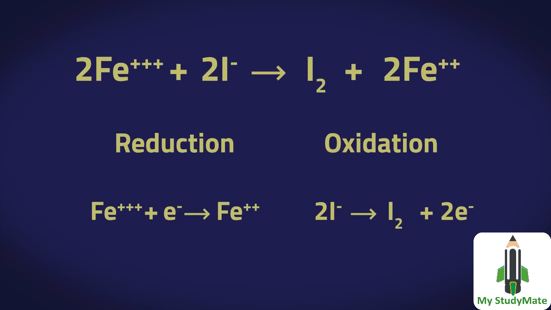The iron is reduced and so gains an electron. The iodide ions are oxidized and so lose electrons to form iodine. So in summary, half reactions represent either an oxidation reaction or a reduction reaction of a redox reaction.